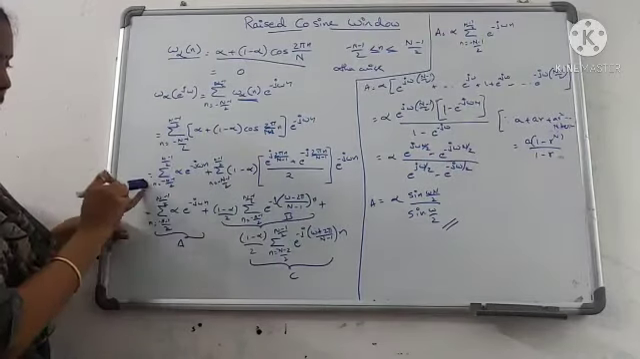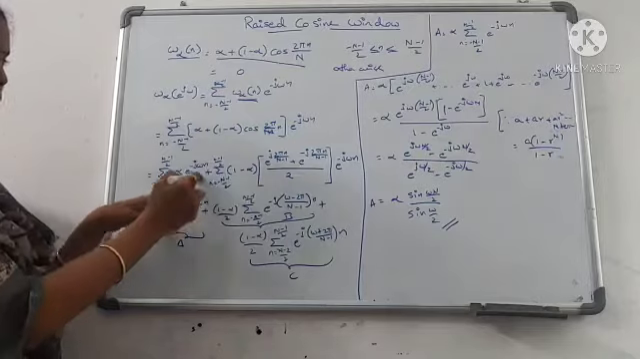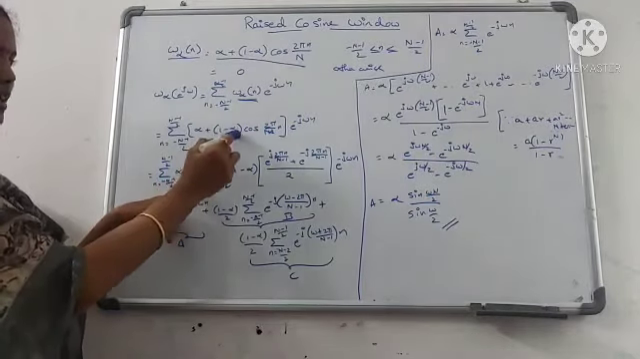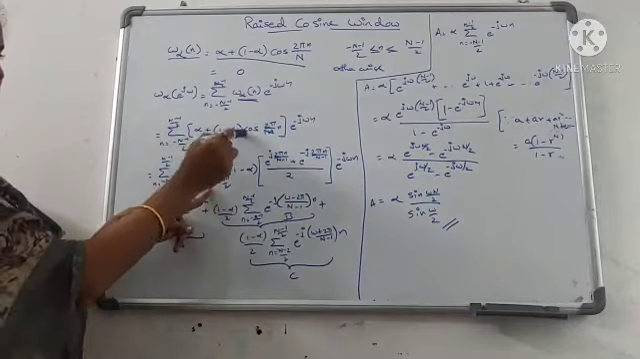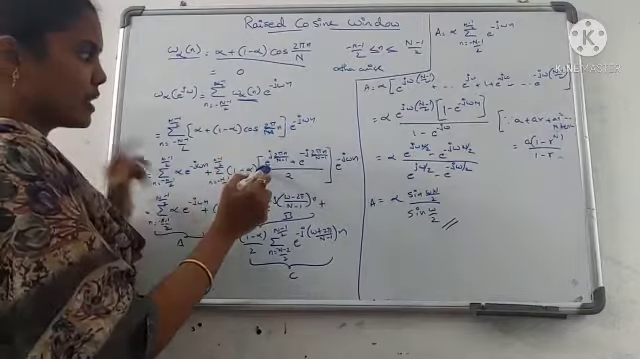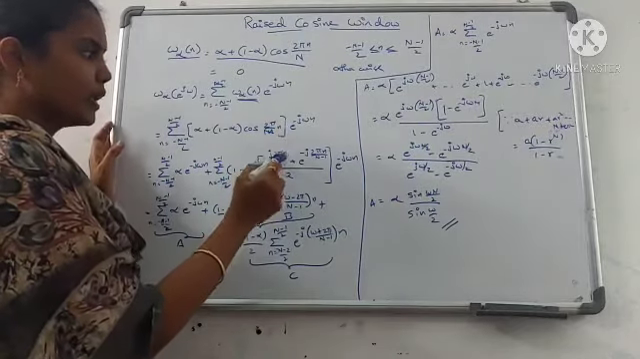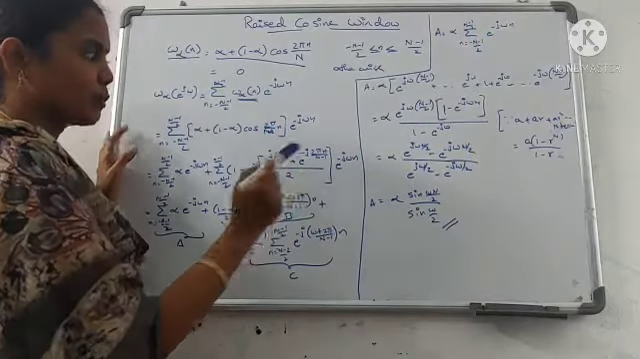Summation n equal to minus (N minus 1) by 2 to (N minus 1) by 2 of alpha into e power minus j omega n, plus (1 minus alpha) summation, into, you can write the cos term as e power j 2 pi n by (N minus 1) by 2 plus e power minus j 2 pi n by N, into e power j omega n.